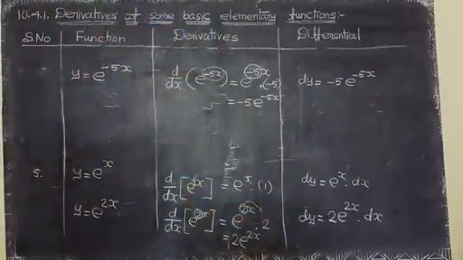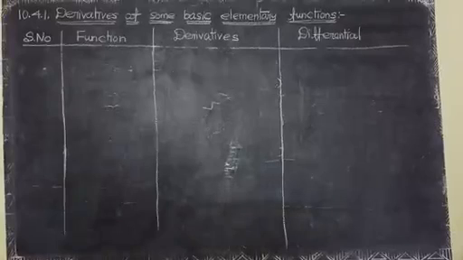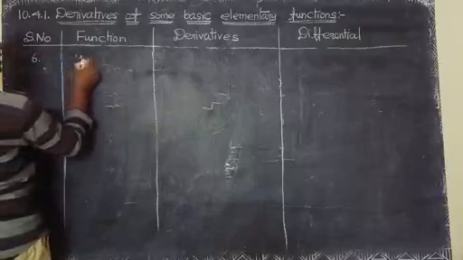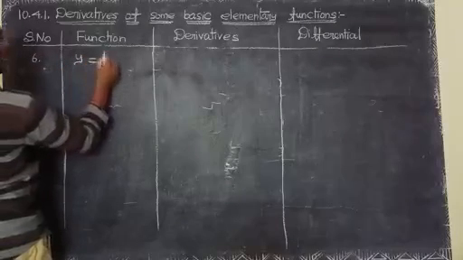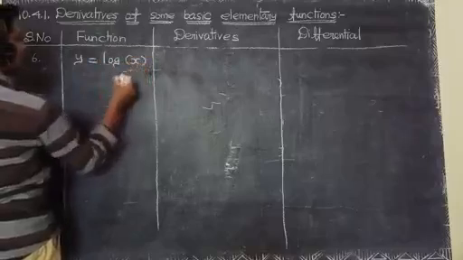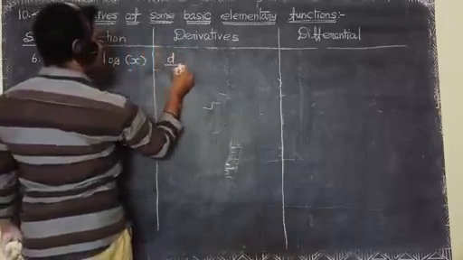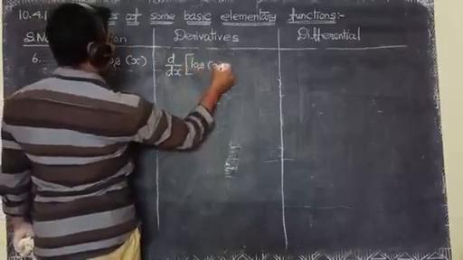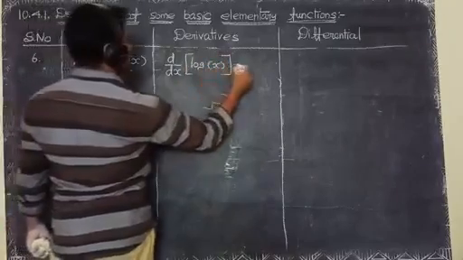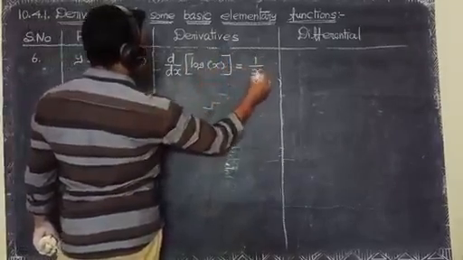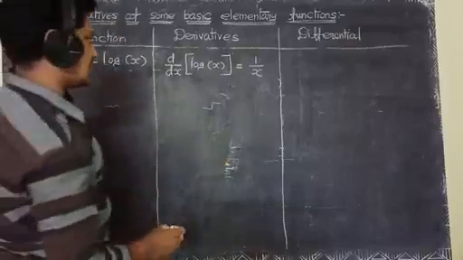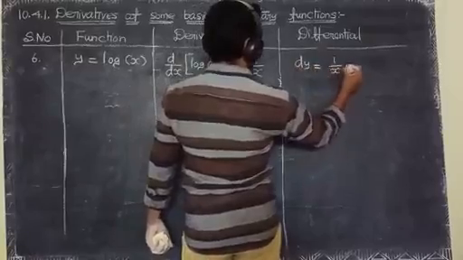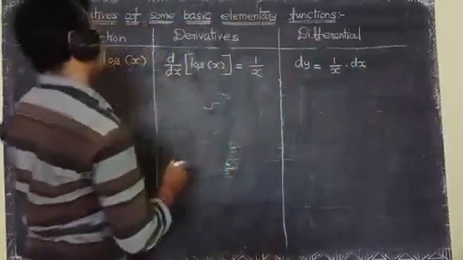Okay, next, serial number 6. The function y equal to log of x. Then the derivative d by dx of log x is 1 by x. Okay, log x gives 1 by x. In the differential, dy equals 1 by x into dx.